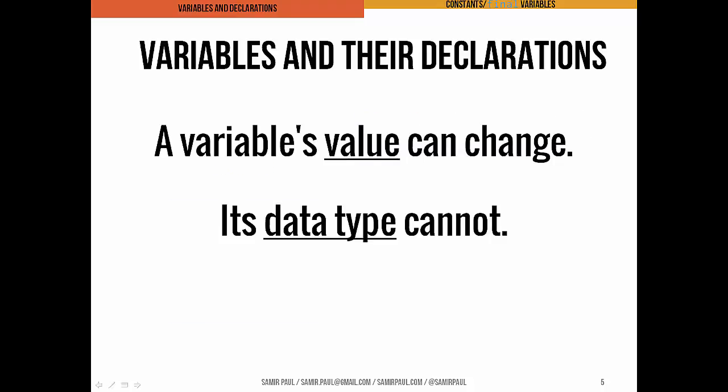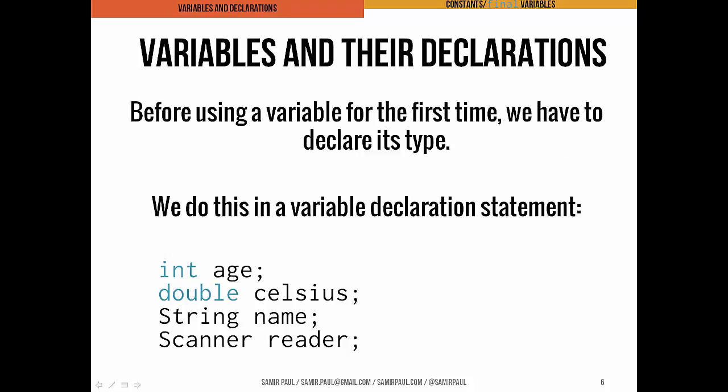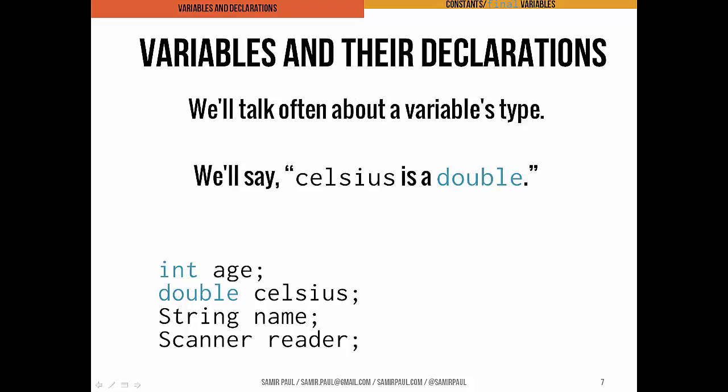Okay, and that means before the first time we use a variable, we have to actually declare what type it's going to be. So here you can see we have a couple of declarations of the types of certain variables. We have a variable called age that's going to be an int. We need a variable called Celsius that's going to be a double. We need a variable that's going to point to a string, and we're going to call that name. And we want a scanner variable that's going to point to a scanner object, and we want to call that variable reader. So we're often going to be talking about a variable's type, and the way we pronounce that is we'll say, Celsius is a double.